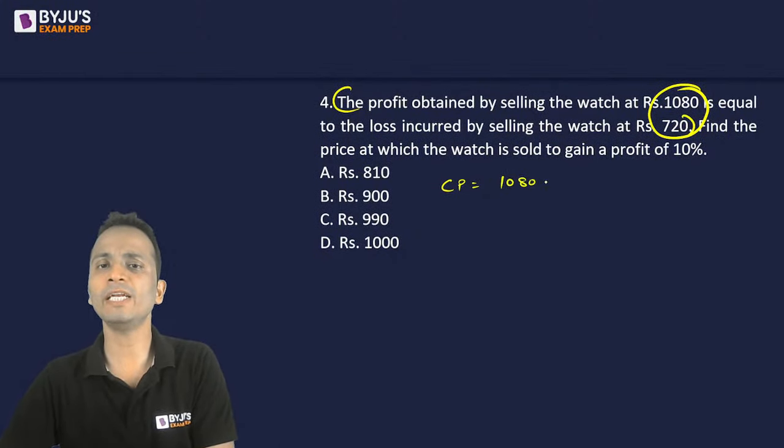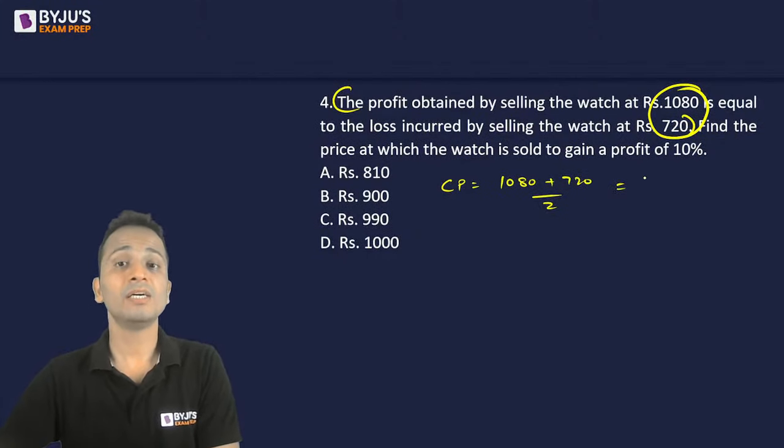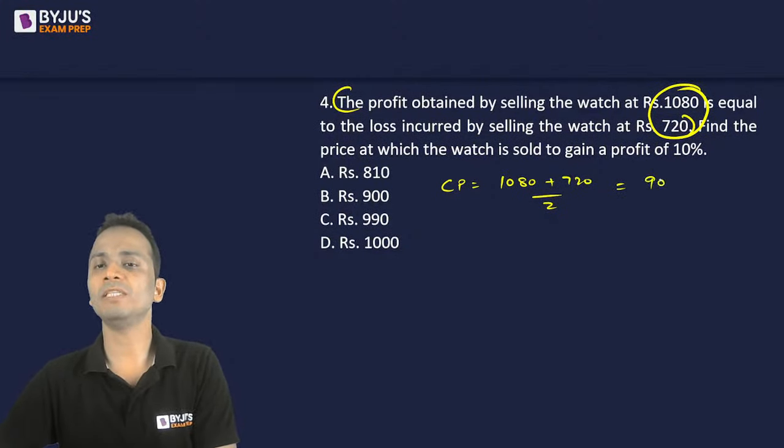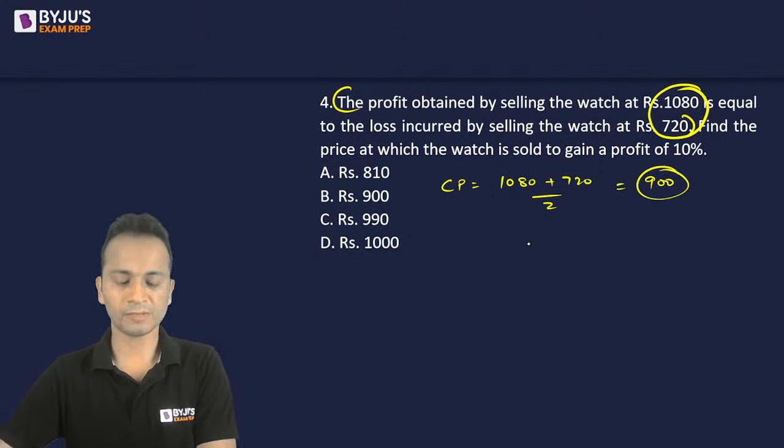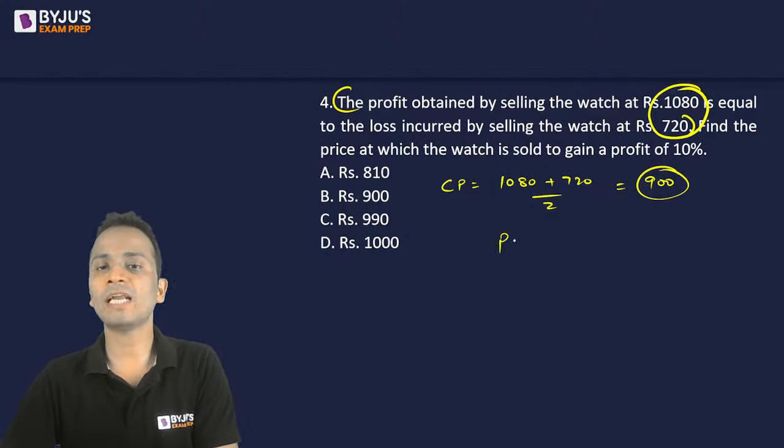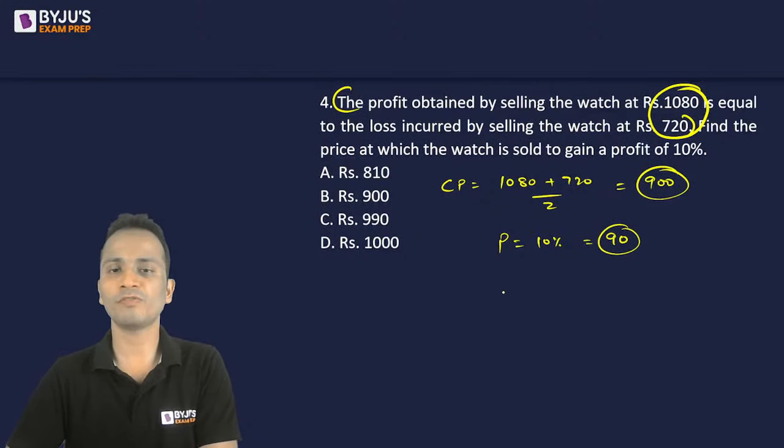So (1080 + 720) divided by 2 will be the cost price. Okay, so 1800 divided by 2, that means 900 is the cost price. Now, if 900 is the cost price and I want a profit of 10 percent, 10 percent of 900 will be 90. So profit of 90 at a cost price of 900.